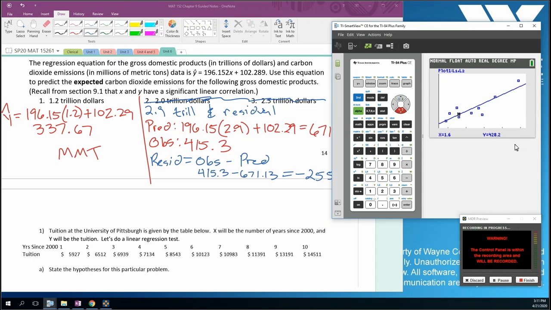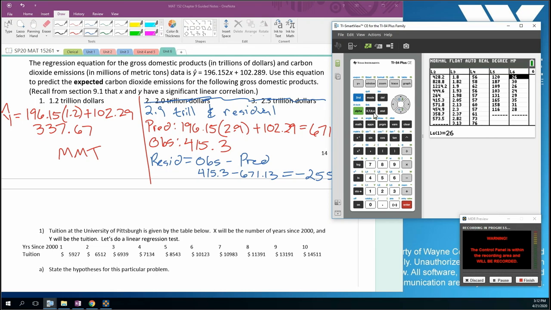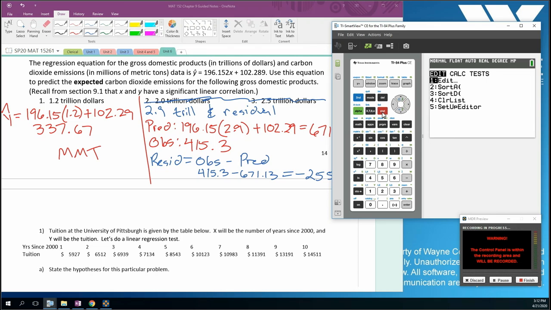Now, for 2.9, we saw that the predicted was 671.12, and if we hit down, 2.9 was 415.3. There is a reason I did this regression again. If I highlight this blank list, I'm going to hit second and list, and I'm going to choose resid.